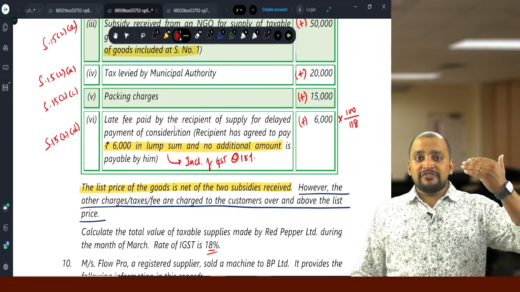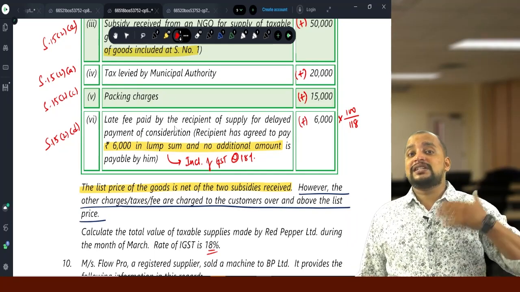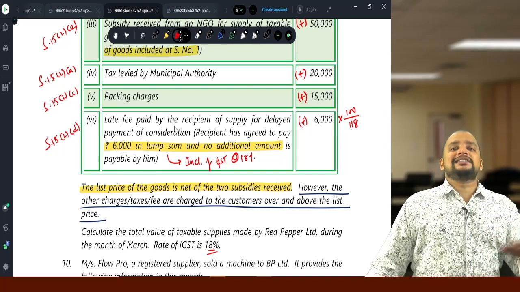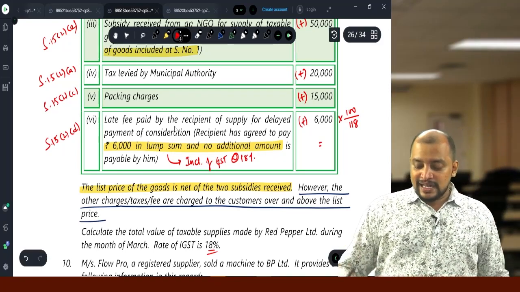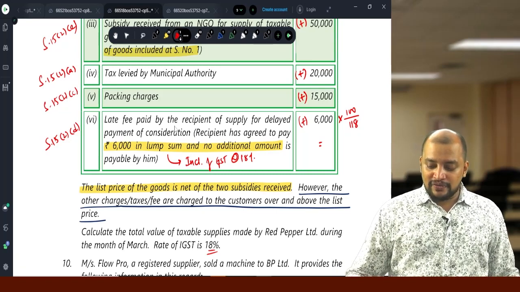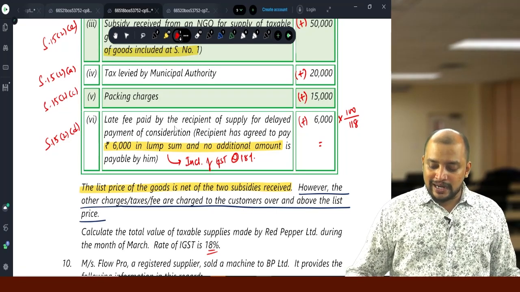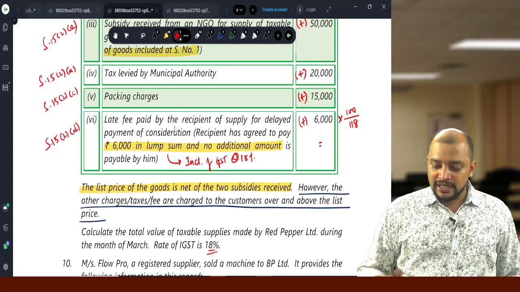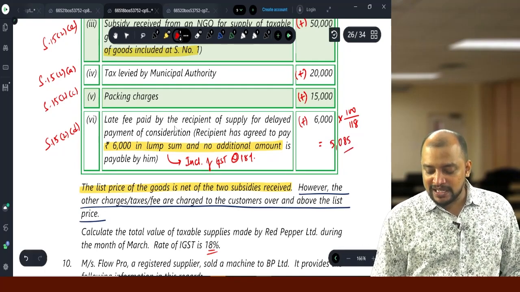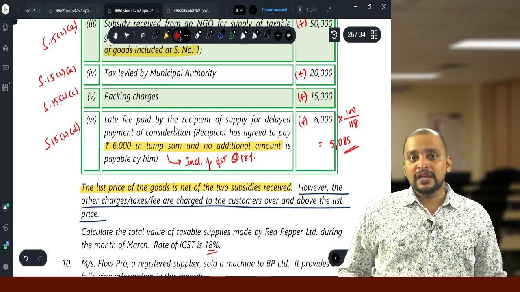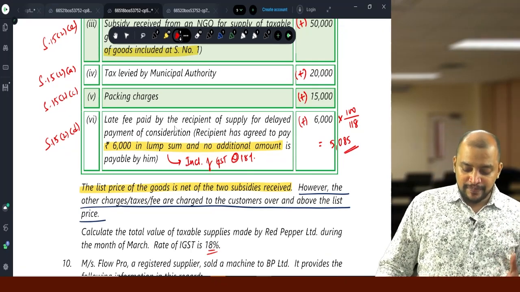Because as per section 15(2)(a), all taxes, duties and cess by whatever name called other than GST only should be included in the value. So that's why we need to take the 6,000 part related to value, 6,000 into 100 divided by 118, that will be 5,085 will be taken, 5,085. Now this is to be included.